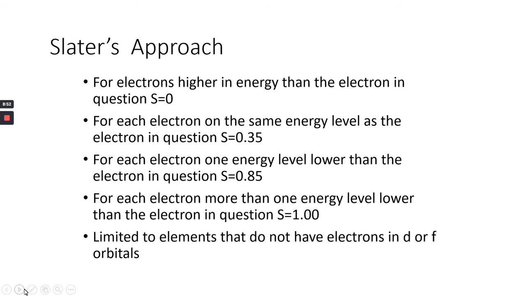So another approach, this man named Slater came along and tried to improve it. He said if you have elements that do not have D and F orbitals, you could use this approach. If you have an electron that is higher than the electron that you are trying to calculate Z effective for, it has an S of 0. If you are in the same energy level, its S is 0.35. If you are one level lower than that, it's 0.85. And one level lower than that, it's 1. So what do these numbers mean? Why don't we do an example?